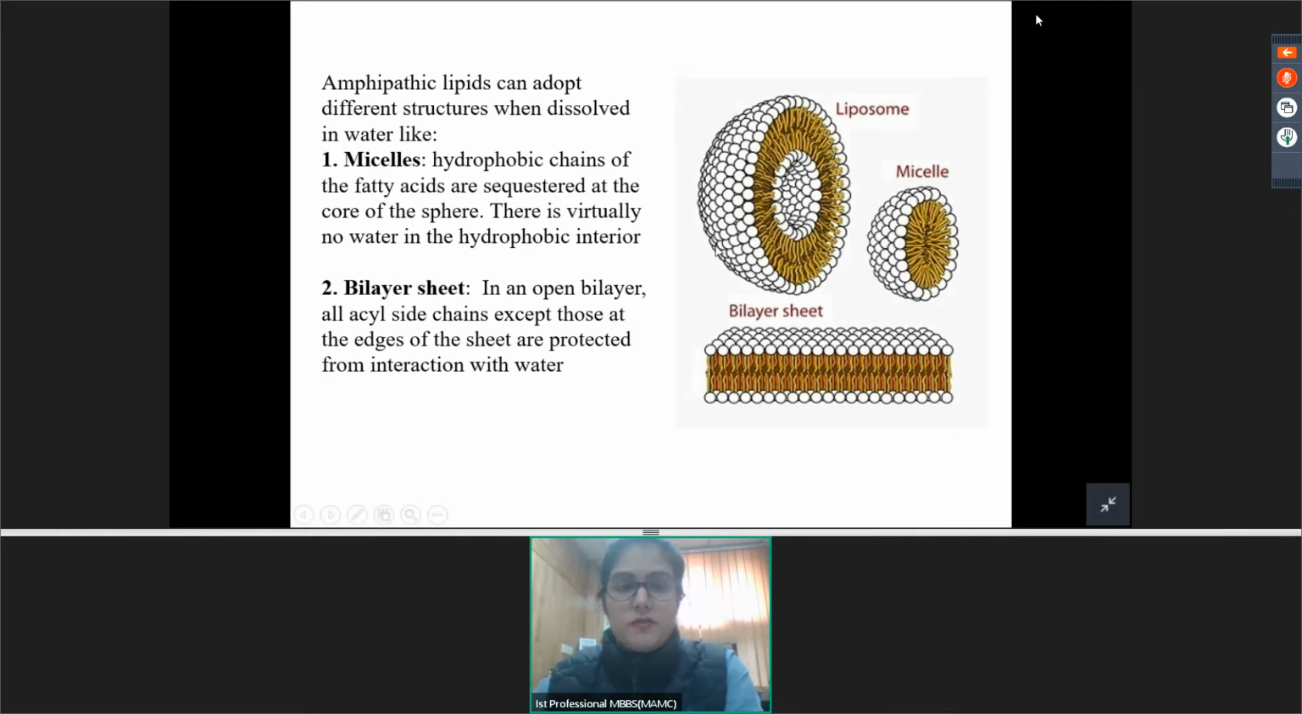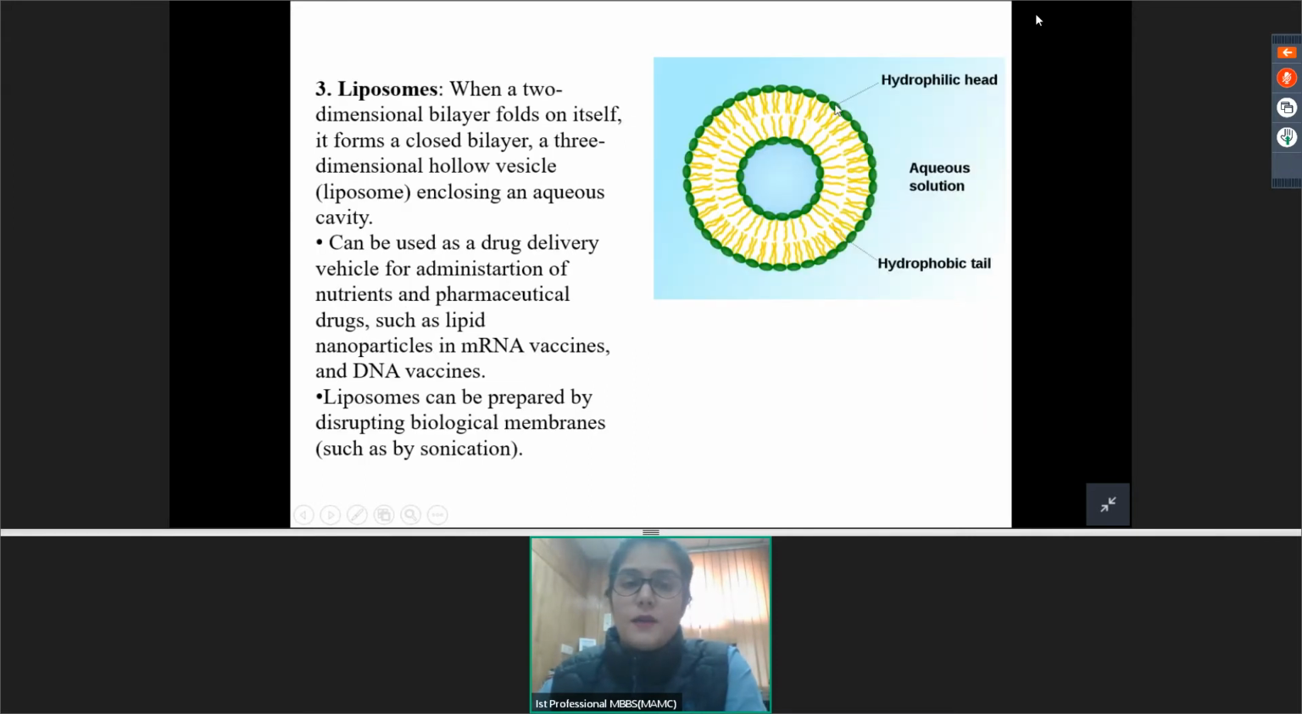The second structure which the amphipathic lipid can adopt when it is dissolved in water is a bilayer sheet. This is the structure that we get to see in biological membranes. And the third structure that can be adopted is a liposome. Liposome consists of two layers of amphipathic lipids which fold on themselves to form a closed bilayer. And it is a hollow vesicle. There is an aqueous cavity enclosed within the liposome.